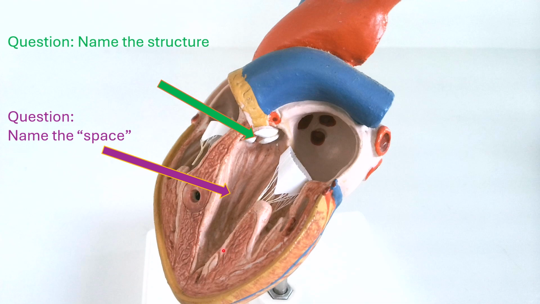So here we have an oblique view and it's kind of awkward, but what we can tell is we have a chamber here and another chamber down here. The upper one has a thinner wall, so it's an atria. The bottom one's thicker, so it's a ventricle.